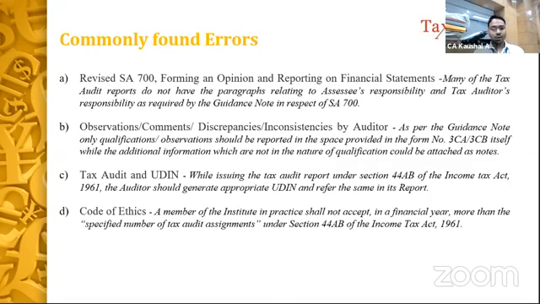The third thing to be noted is that while issuing tax audit reports, UDIN is mandatory, and every tax auditor who issues the report is required to generate the UDIN and report it accordingly. And the fourth and most important thing is to keep in mind the code of ethics as laid down by the Institute, regarding the number of assignments which an auditor or audit firm can take during the course of tax audits. So these are the four errors which the auditor must keep in mind while issuing the tax audit reports.